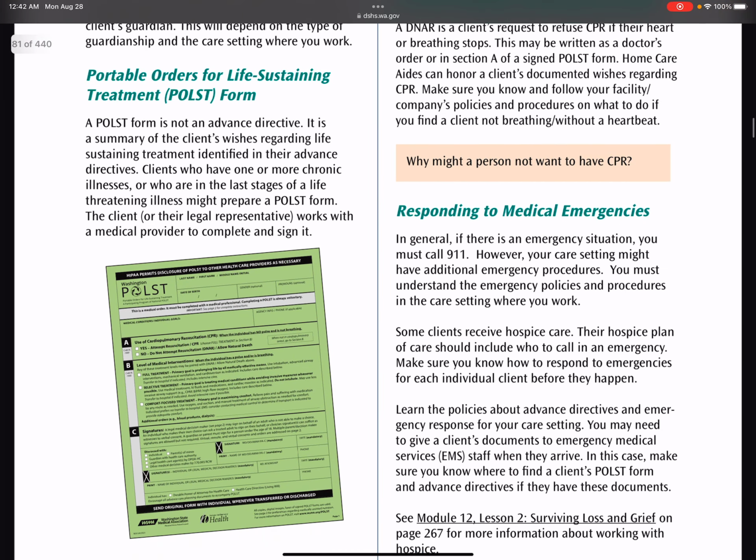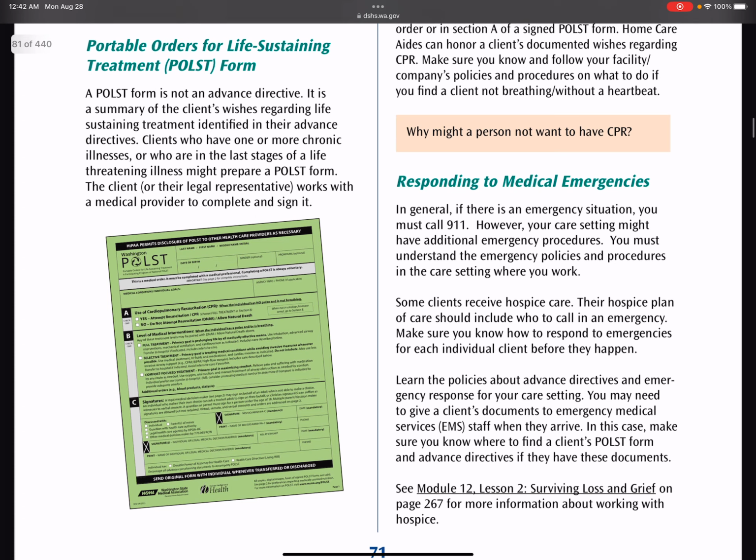Okay, this green paper is called the POLST form, Portable Order for Life-Sustaining Treatment. It's a summary of the client's wishes regarding life-sustaining treatment identified in their advance directive. Clients who have one or more illnesses usually prepare a POLST form. The POLST form tells us if a person is a CPR or a DNR.